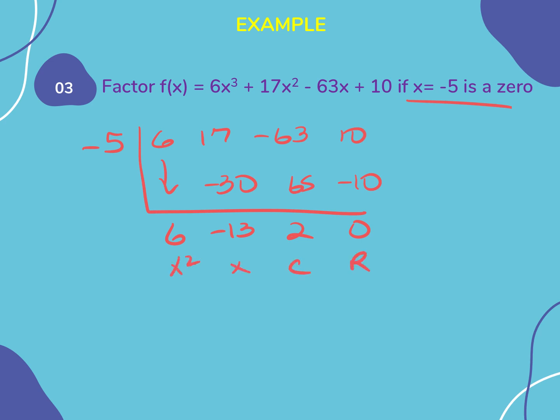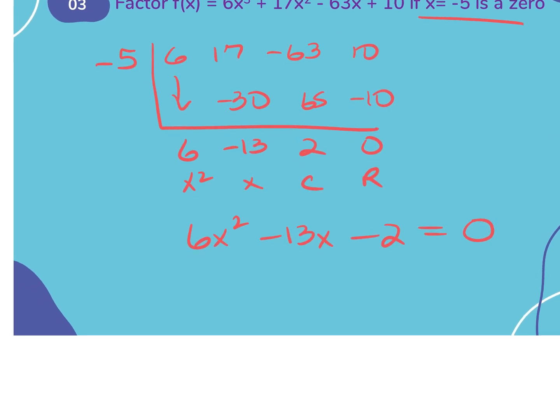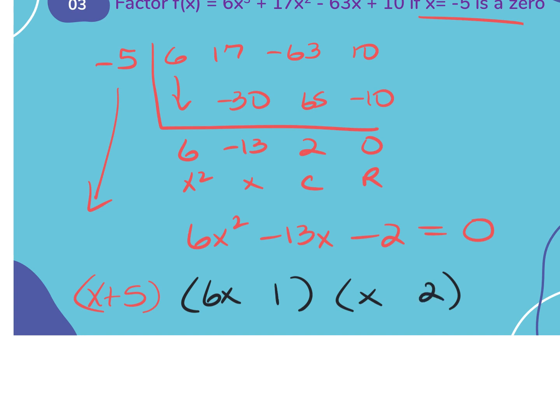It's now quadratic. I can either factor it or do quadratic formula. This one, again, can be factored. So again, don't forget about the original factor they gave you. That would be x plus 5. And now this polynomial, the 6x squared minus 13x minus 2, I'm going to factor it. I'm going to factor it into factors of 6. I'm going to use 6 and 1 this time. And the factors of 2 are 1 and 2. And one has to be positive, one has to be negative.